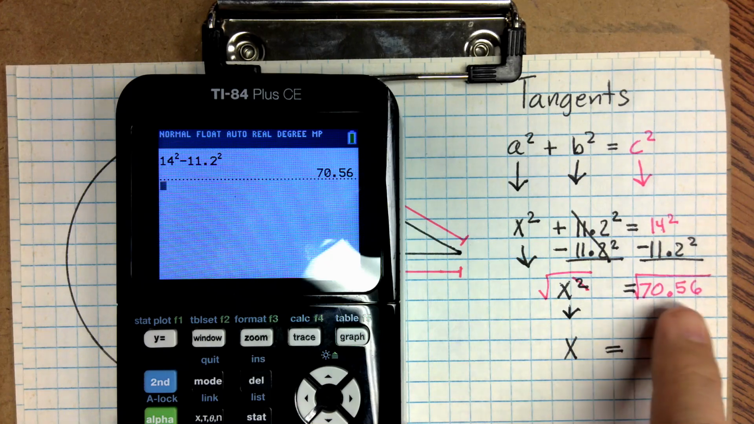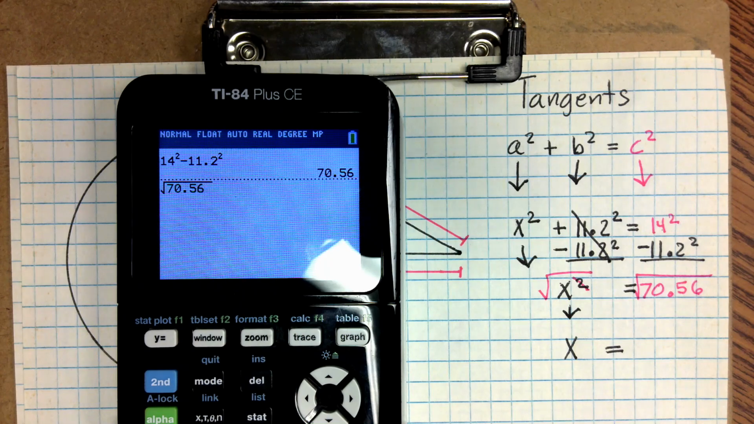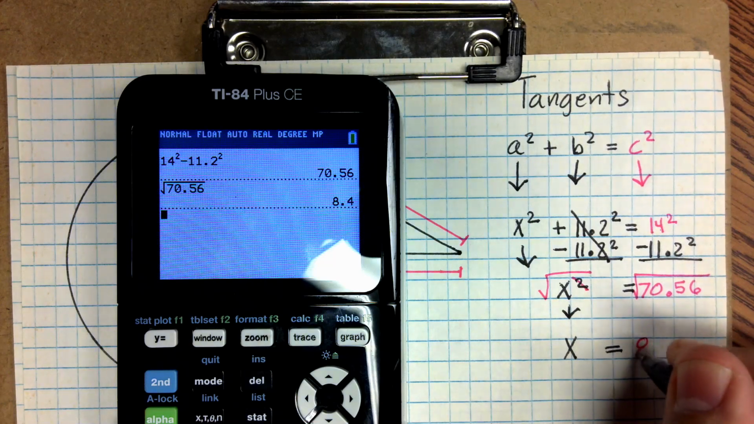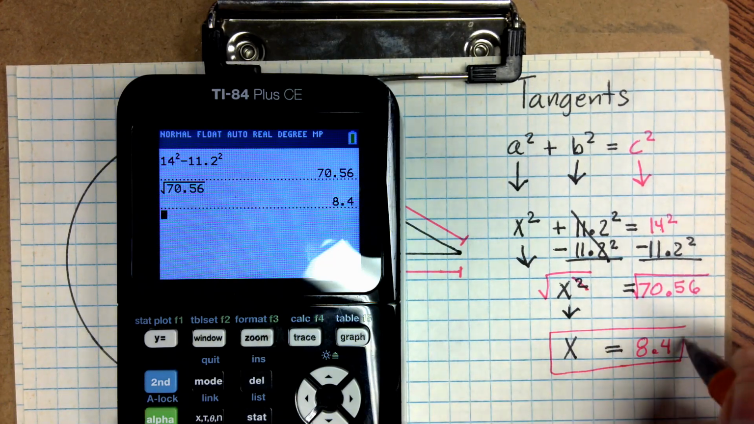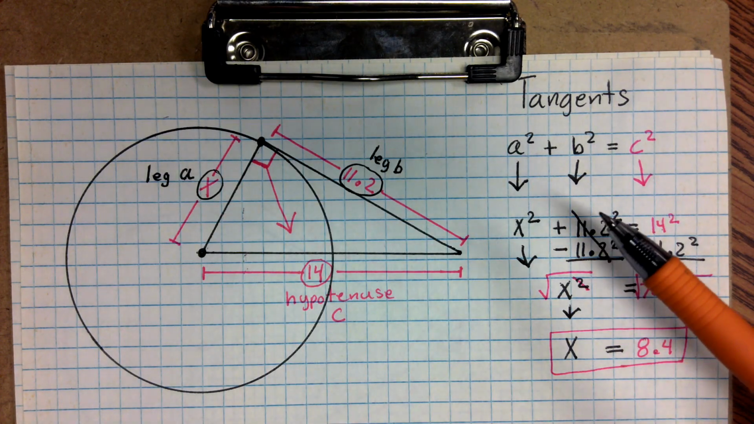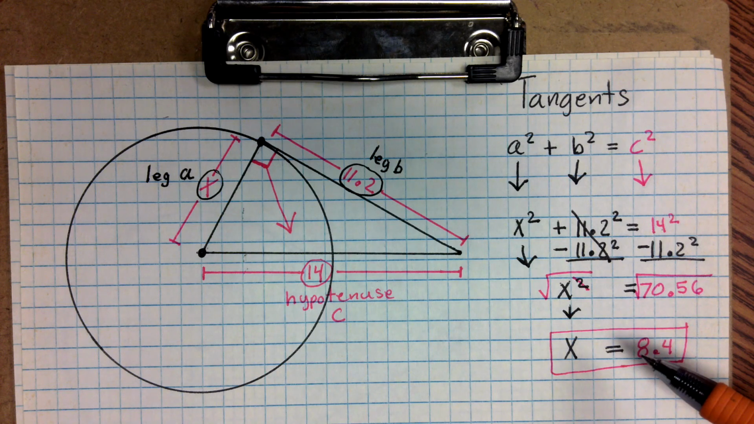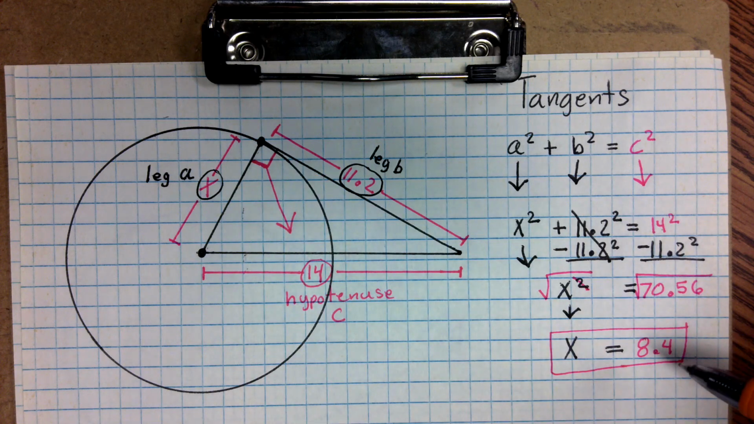And now I'm going to take the square root of 70.56. So the square root of 70.56, and it gives me 8.4. So in this problem, if you get one like this, that's all you do is use the Pythagorean theorem, and notice the answer for this problem is x is equal to 8.4. So the length of this side of the triangle is 8.4.